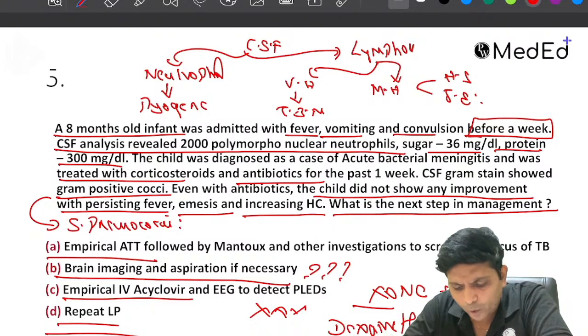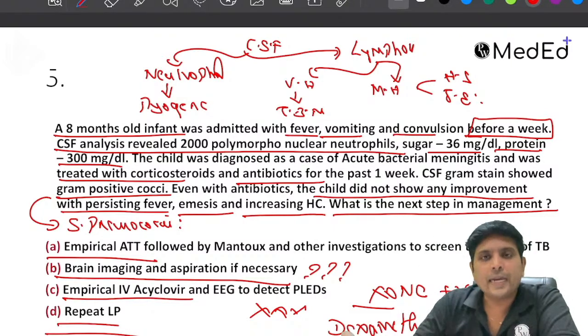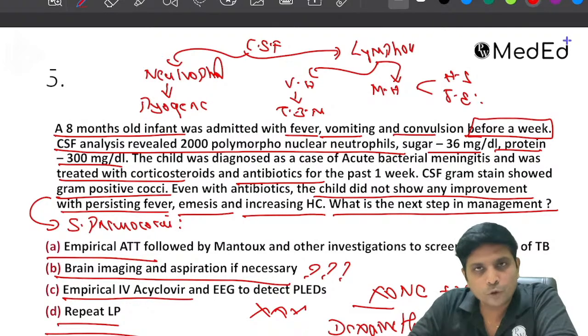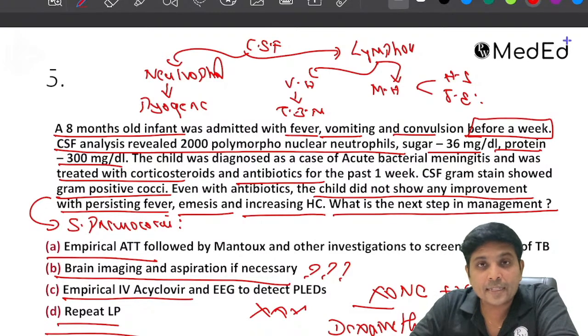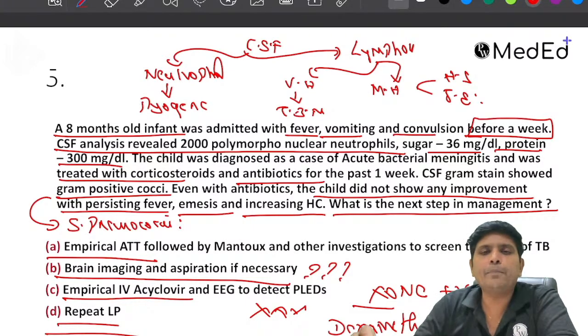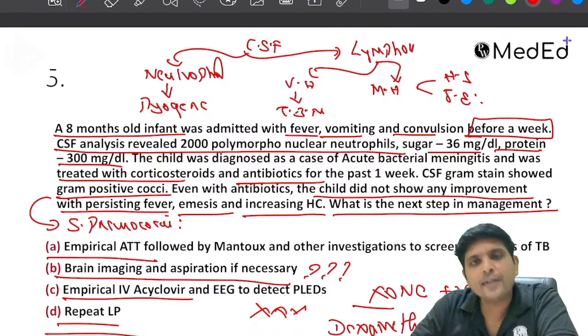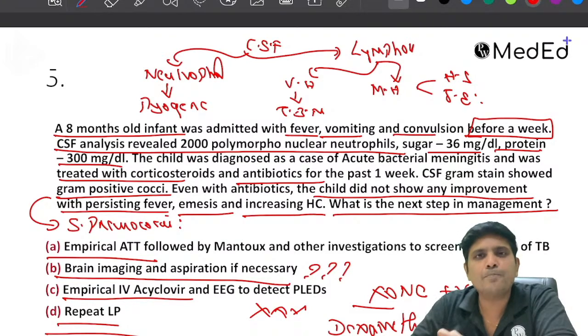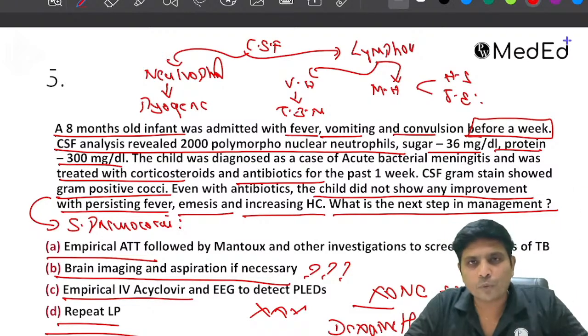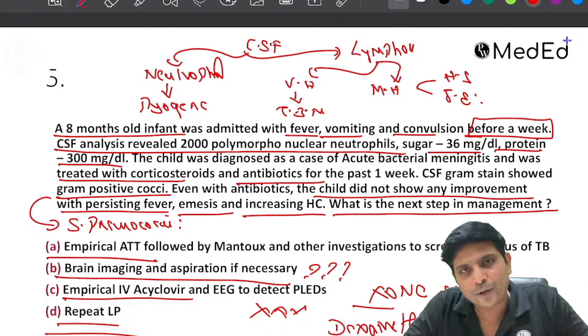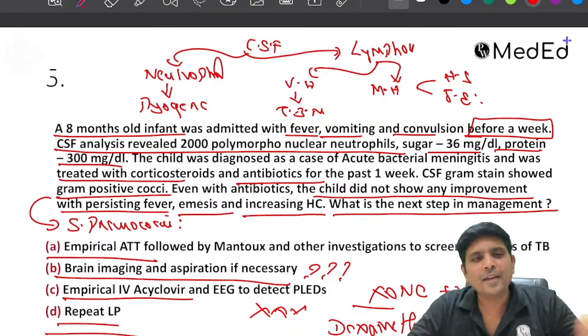Repeat LP. But here, why is there an increase in head circumference? Remember, my dear friends, the two most common complications while treating a case of bacterial meningitis are, one, subdural abscess, and the second one, brain abscess. In both these instances, you need to remove the area where pus is present. So what should be the suspicion in this proven bacterial meningitis? One is subdural abscess, second one is brain abscess.